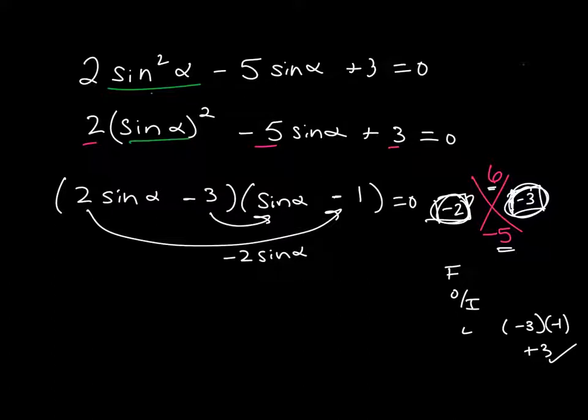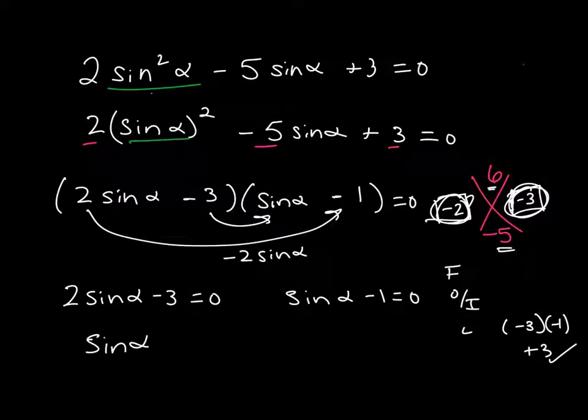So to go through and finish solving this, all I have is 2 sine of alpha minus 3 is equal to 0, and then the sine of alpha minus 1 is equal to 0. I want to go ahead and solve this for the sine of alpha. So if I solve this, that gives me that the sine of alpha is equal to 3/2.